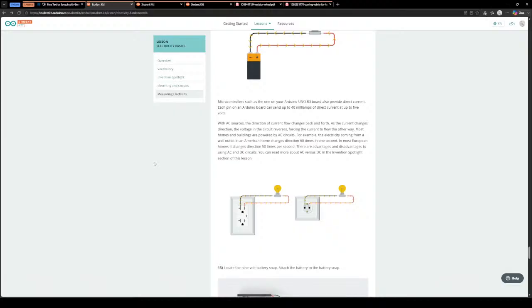Most homes and buildings are powered by AC circuits. For example, the electricity coming from a wall outlet in an American home changes direction 60 times in 1 second. In most European homes, it changes direction 50 times per second. There are advantages and disadvantages to using AC and DC circuits. You can read more about AC versus DC in the Invention Spotlight section of this lesson. Oh, I could have just read here.